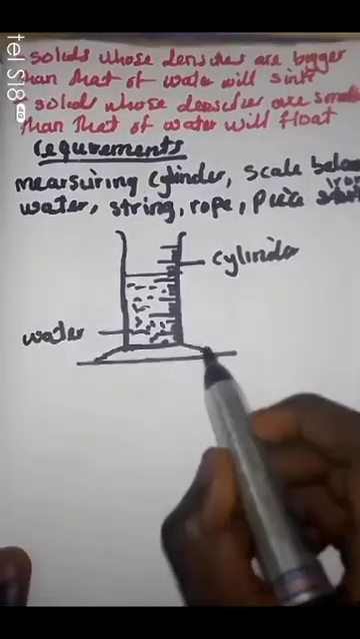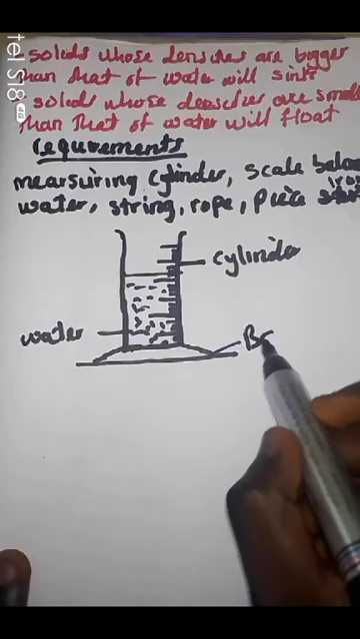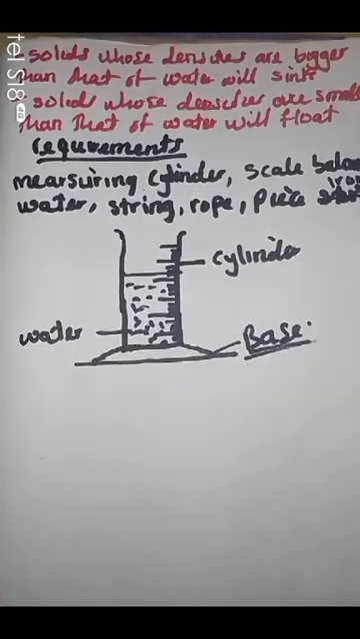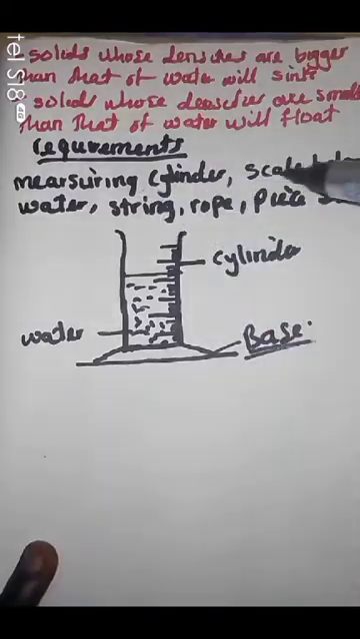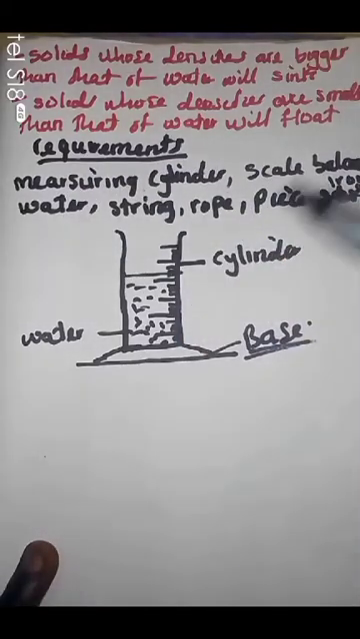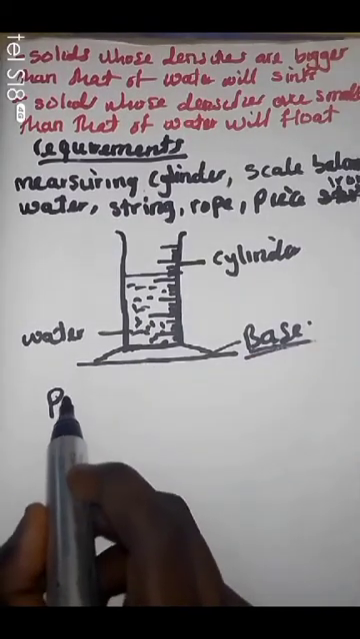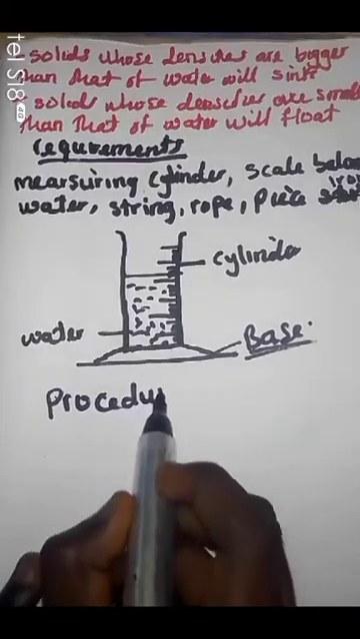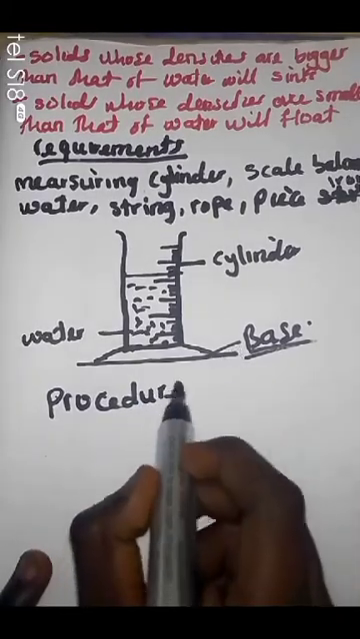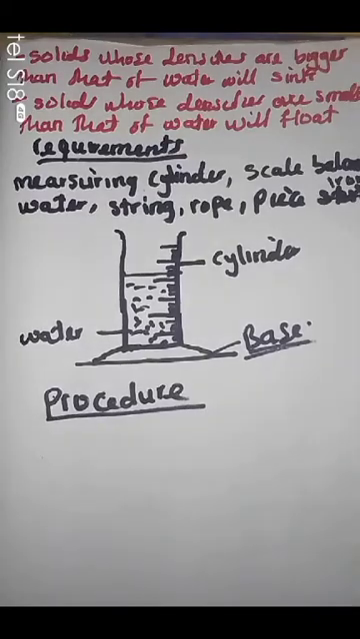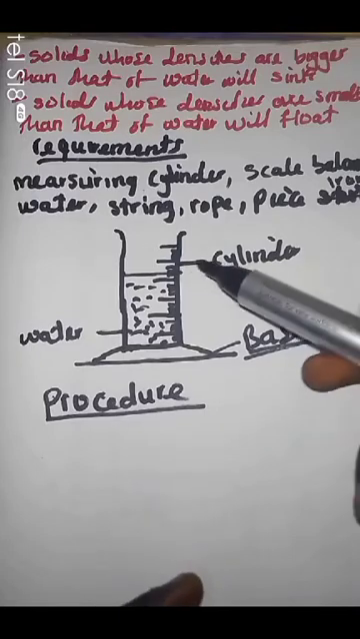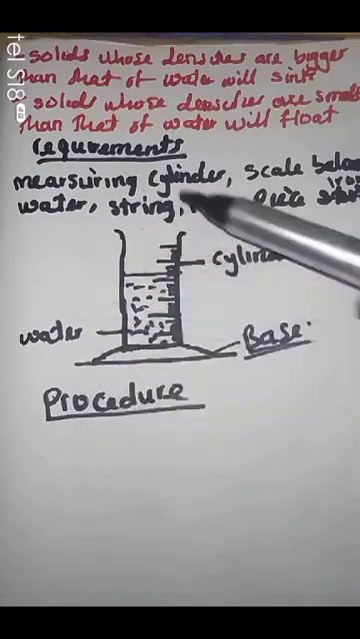We've labeled the diagram. We can call this the base, which is not too important. So this is how we can describe the experiment. Please, I will not be writing everything here. After listing out the requirements we need, this is now the diagram of the setup. Then we can proceed to start with the procedure to explain how we can go about the experiment to determine the density. Keep in mind that density is mass over volume. This is the experimental setup.